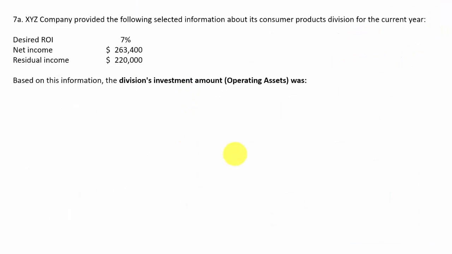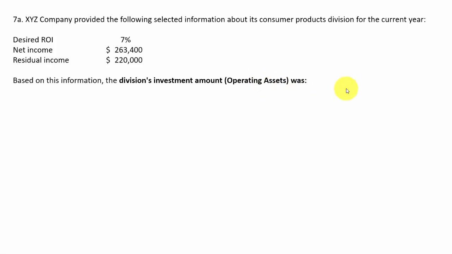So here's our question. XYZ Company provided the following selected information about its consumer products division for the year. The desired return on investment was 7%. Net income for this division was $263,400, and residual income was $220,000. So, based on this information, the division's investment amount, that is operating assets, were what?